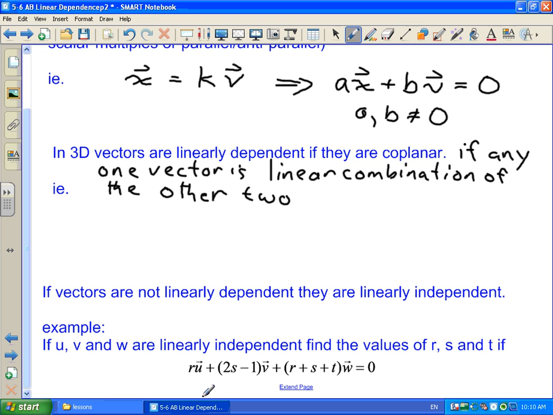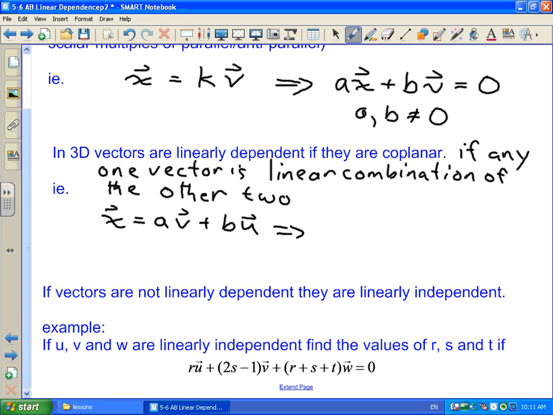This is sometimes written as, if we want a vector x written as a linear combination of 2 other vectors, v and u, and we can find those 2 scalars, a and b, so that x equals av plus bu, then we can say that these 3 vectors, x, v, and u, are linearly dependent. Or we can say that they are coplanar.